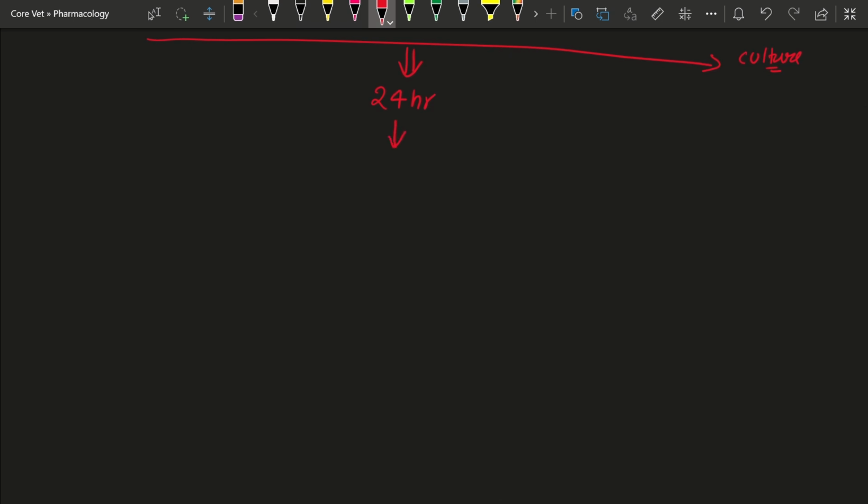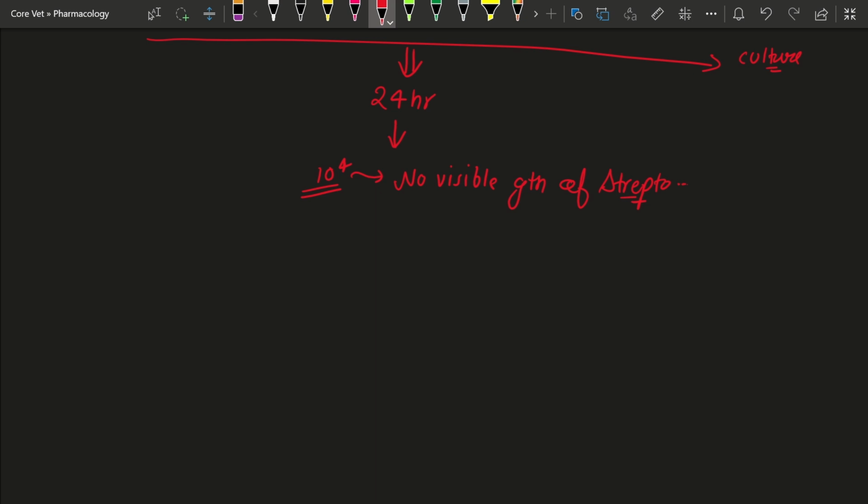After 24 hours, what I observed was that in the test tube with a dilution of 10 to the power 4, there was no visible growth. The culture that I had inoculated was streptococci. So in the test tube with a dilution level of 10 to the power 4, there was no visible growth of the streptococci.